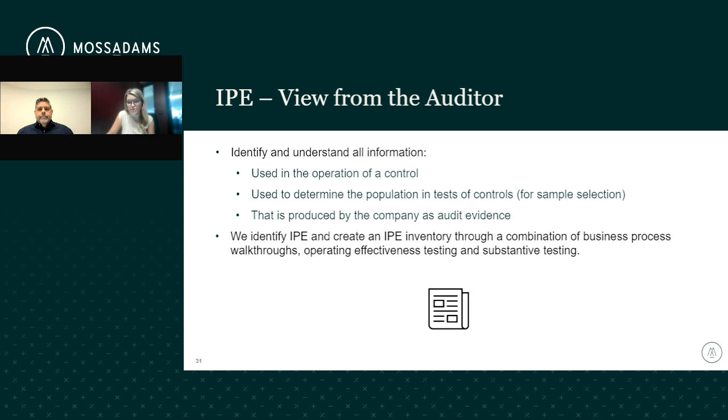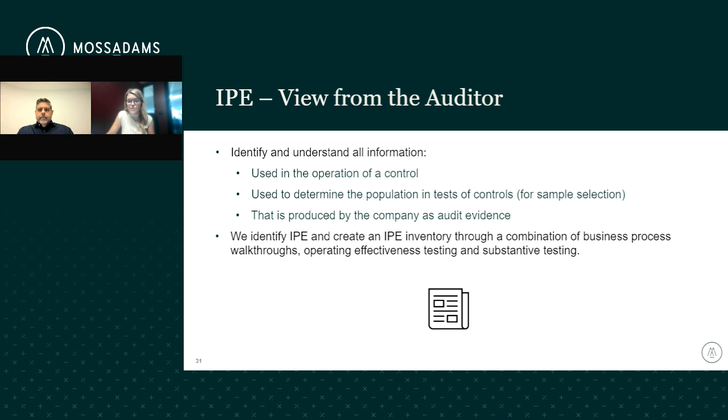So like automated controls, when we think about IPE, there is a lot of information that we're looking to understand, and there's a lot of IPE that we need to identify. We determine something to be IPE if it's information that's used in the operation of a control. So maybe a report from the system like an AR aging or a manually prepared spreadsheet that's used to support a journal entry. Those would be considered IPE.